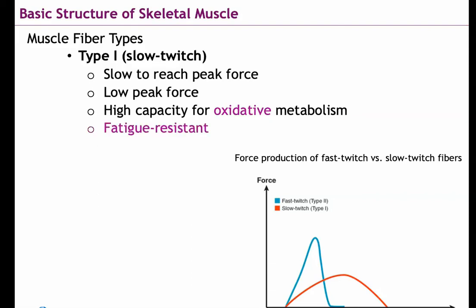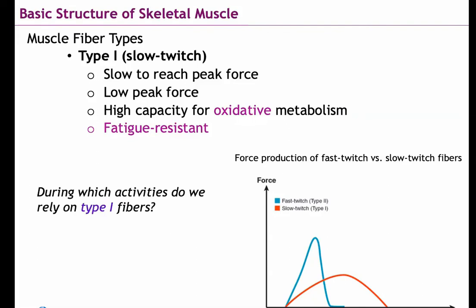They are also fatigue resistant. They contract over long periods of time at low intensity, and they are not fatigable, which means it takes a lot of effort to fatigue them. But remember, that intensity has to be low. So based on all of those characteristics, I would turn to y'all and say, okay, during which type of activities do we rely on type 1 fibers the most? And you would probably say aerobic sports or aerobic endurance events, so low force activities that require less fatigue over time.